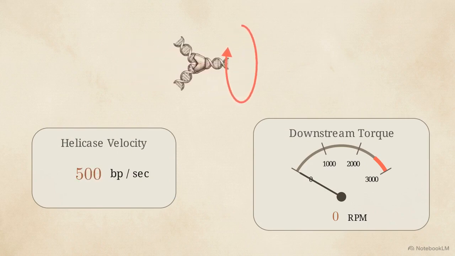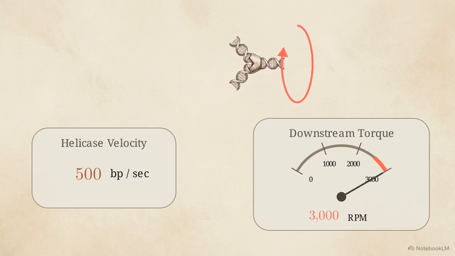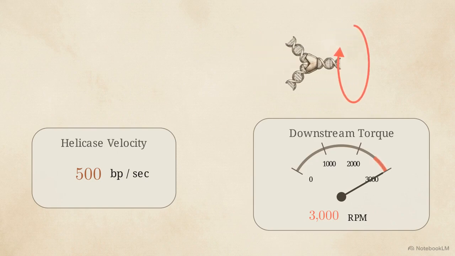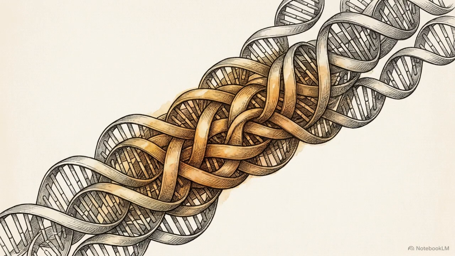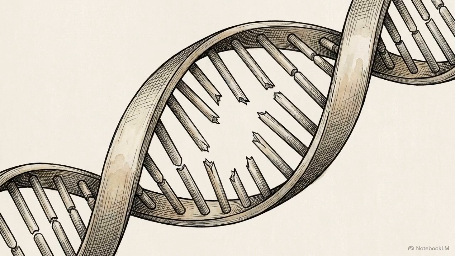Translating this forward velocity into rotational physics, the unbroken DNA duplex ahead of the fork is forced to rotate at nearly 3,000 revolutions per minute. This immense torsional strain creates a severe mechanical bottleneck. The twisting force accumulates to the point where it will stall the advancing DNA polymerase or shatter the entire chromosome.